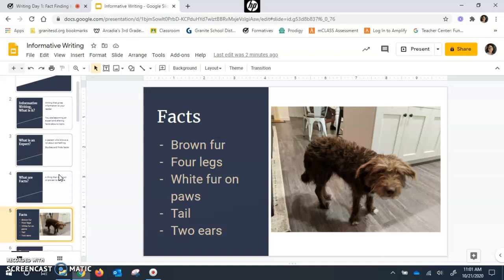It's not telling you how I feel about my dog, that I like him or anything. It's telling you just the facts. Feelings and stuff like that are known as opinions, and we'll get into that later. But facts are things that you can prove.